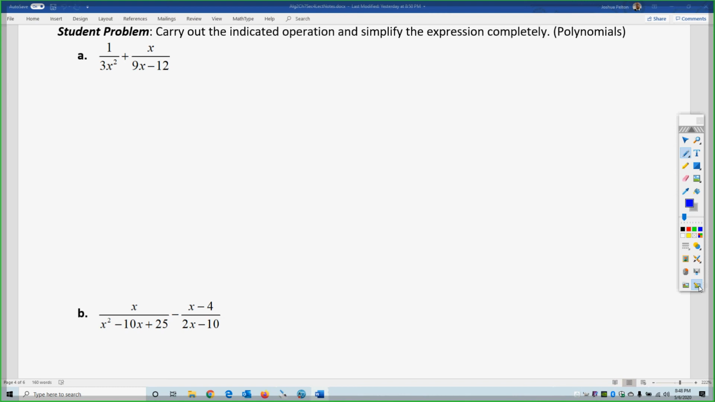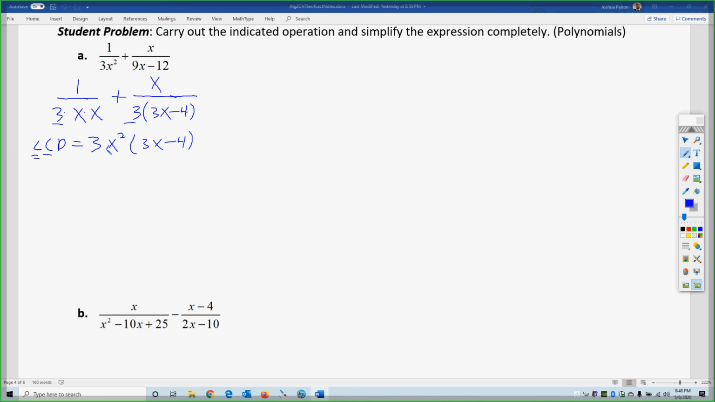Okay, student problems. We have a monomial and a binomial term. So we have what? 1 over 3 times x plus x over, let's see, 9 and 12, a common factor of 3. So that's 3x minus 4. Okay, so lowest common denominator. The only thing they have in common is a 3. Everything else is left over, which is x squared and 3x minus 4 is left over.